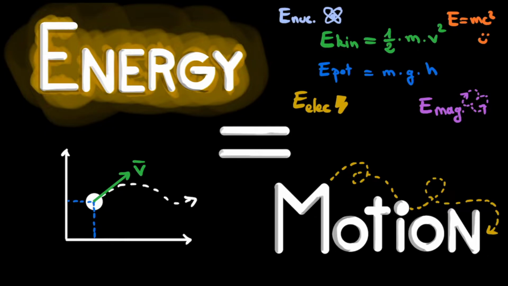What we will do in this video is to reformulate the concept of energy in terms of motion, actual and potential motion. And by doing so, we might even be able to replace the concept of energy altogether and only look at the world in terms of moving objects or in terms of motion.